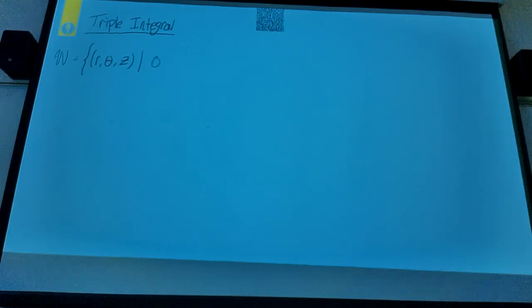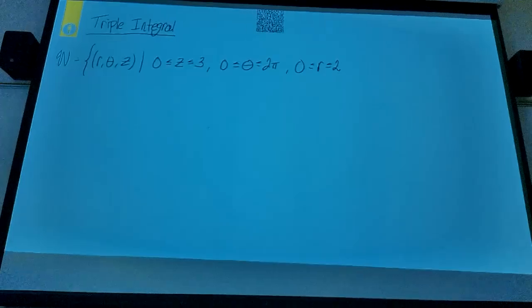Z, 0 to 3, right? Theta, 0 to 2 pi. R, 0 to 2.